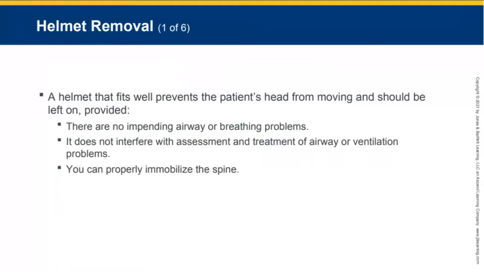Helmet removal. A helmet that fits well prevents the patient's head from moving and should be left on, provided that there are no impending airway or breathing problems, it does not interfere with assessment and treatment of airway or ventilation problems, and you can properly immobilize the spine. If a patient has on a helmet and it is tight enough to keep the head steady and their airway and ventilation is not compromised, let the helmet remain on the patient. If ABCs are compromised, the helmet has to come off.